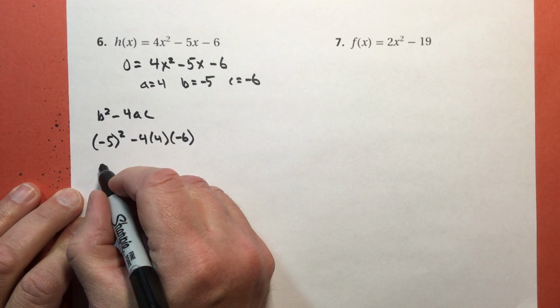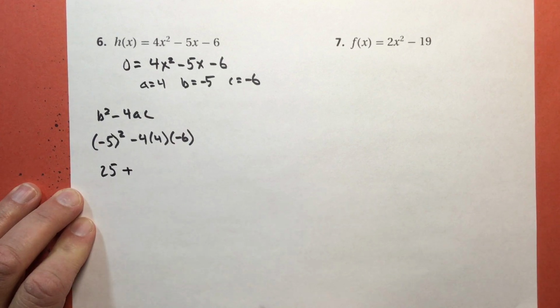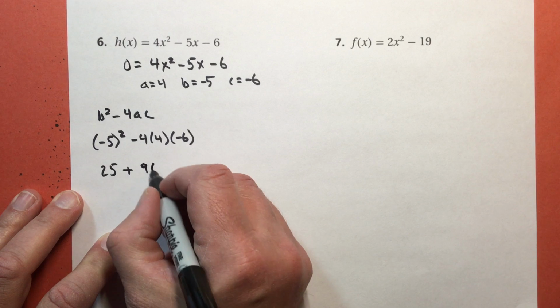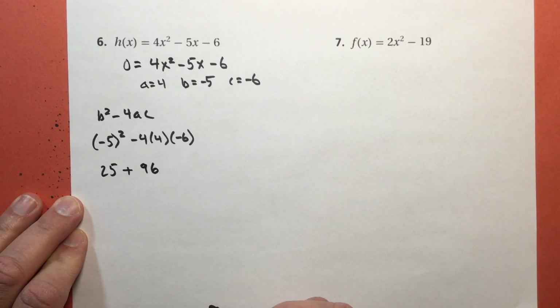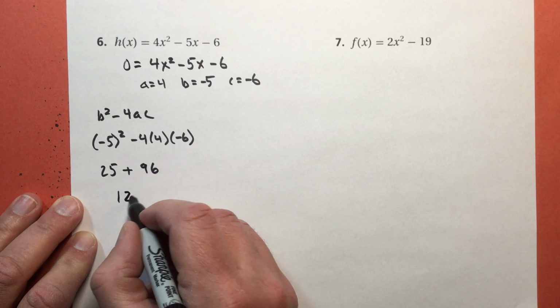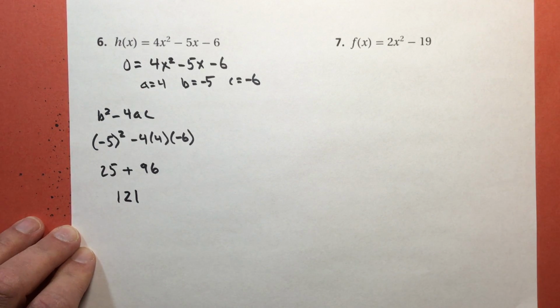Negative 5 to the second power is 25. A negative times negative is going to be positive. And let's see, 4 times 4 is 16. 16 times 6 is 60 plus 36, which is 96. And when I add these together, I do believe I get 121. Nice. Why is that nice? Because that's a perfect square.